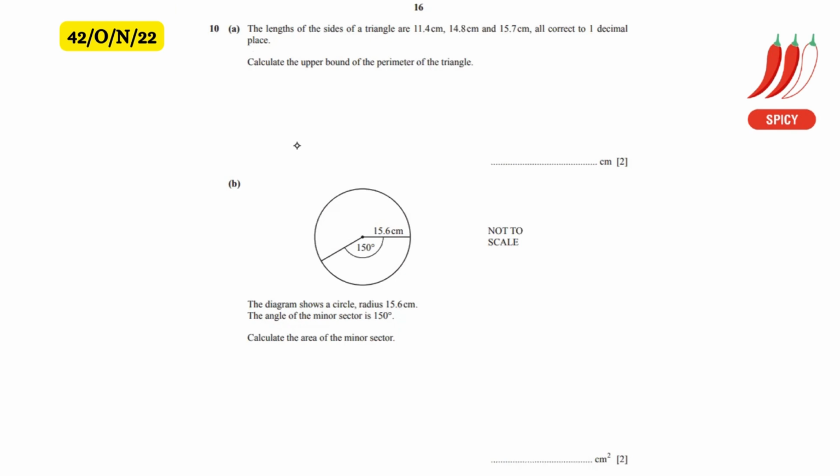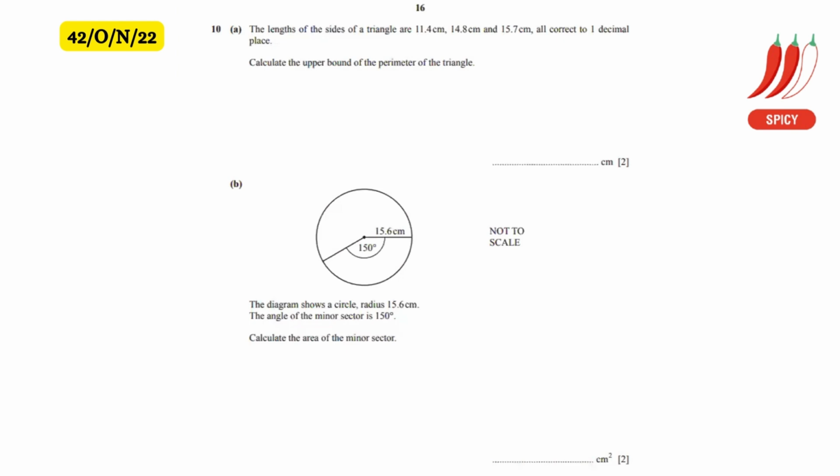Question 10 says, the lengths of the sides of a triangle are 11.4 centimeters, 14.8 centimeters, 15.7 centimeters, all correct to one decimal place. Calculate the upper bound of the perimeter of the triangle. This is very similar to a question in the previous video, where they asked us to find the perimeter of a rectangle, I think. The pattern is very similar. They're repeating the questions, only changing values and shapes, but the paper pattern is very similar to questions that have come in the past.